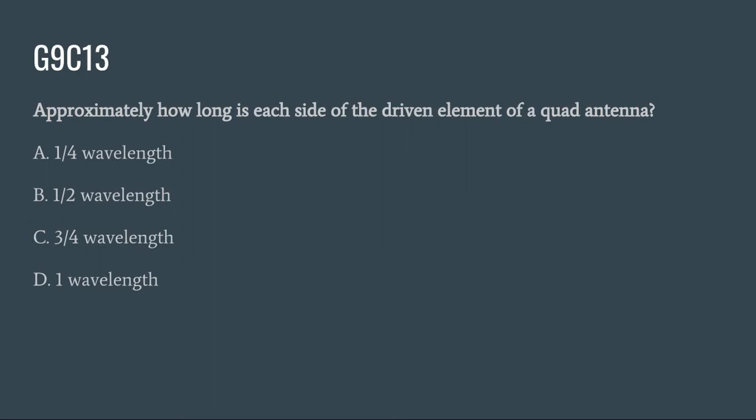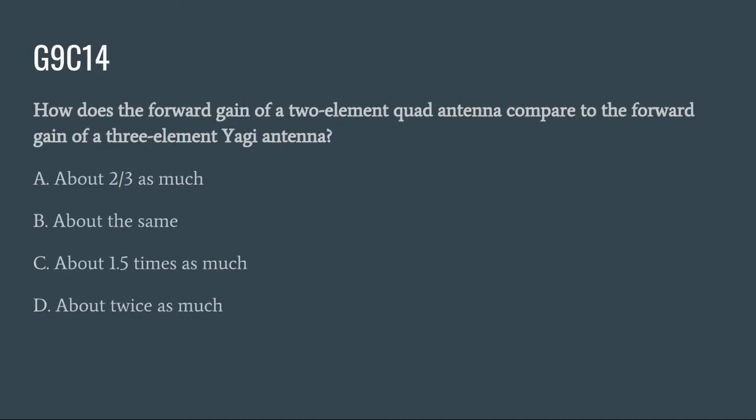G9C13, approximately how long is each side of the driven element of a quad antenna? A. 1/4 wavelength, B. 1/2 wavelength, C. 3/4 wavelength, or D. 1 wavelength. Correct answer A. 1/4 wavelength.